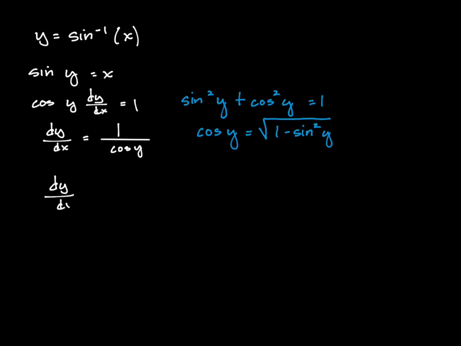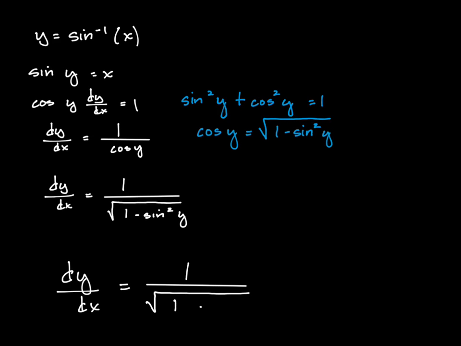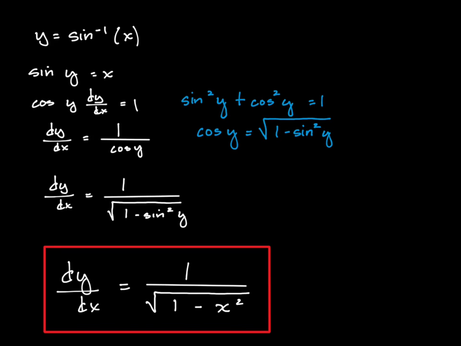We have dy dx equals 1 over the square root of 1 minus sine squared y. But we know that the sine of y equals x, so we can rewrite the right side as 1 divided by the square root of 1 minus x squared. That gives me the derivative of the inverse sine of x.